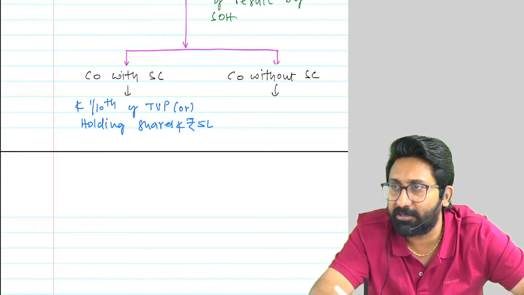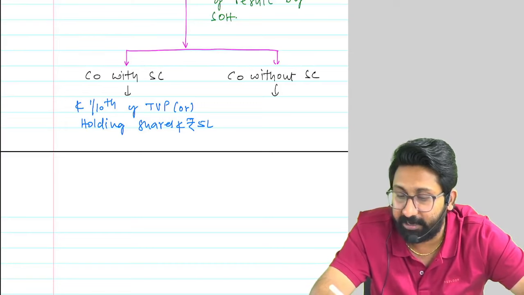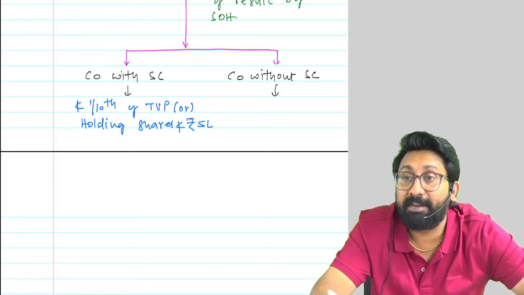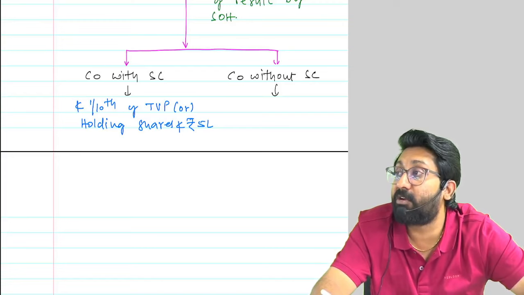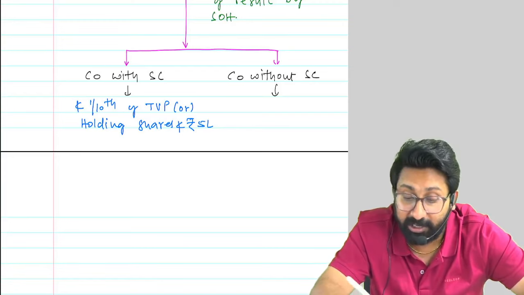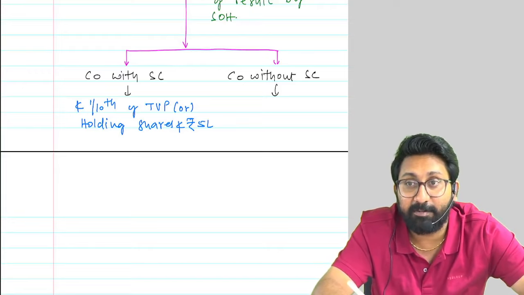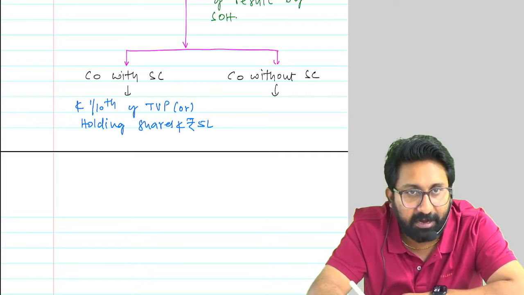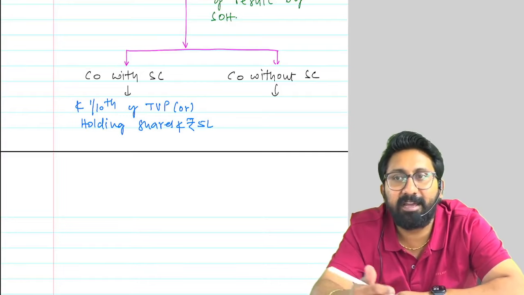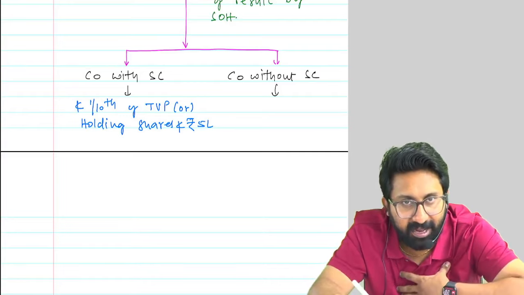I told the logic also for this in the regular class. Why was it provided like that? My company is Reliance Industries. Capital is somewhere around 6 lakh crores. 1/10 of 6 lakh crores means it will be 60,000 crores. Who will hold that? At that time, 5 lakh will help you.